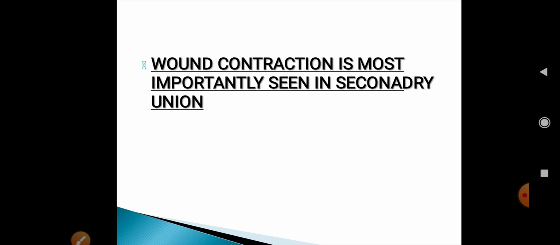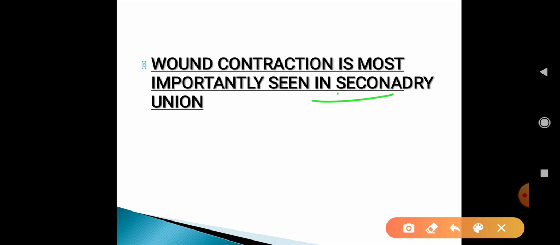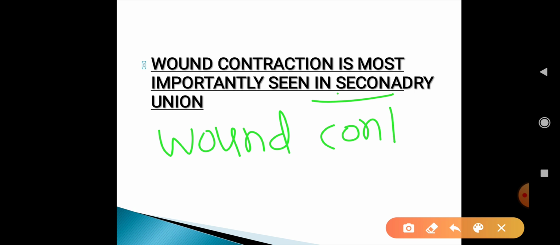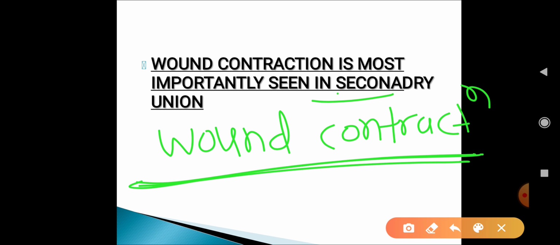Okay, now you have to remember that in the secondary union there will be wound contraction that will not occur in the primary union of healing. The wound contraction is always the feature of secondary union. That is the most important MCQ. Clear?